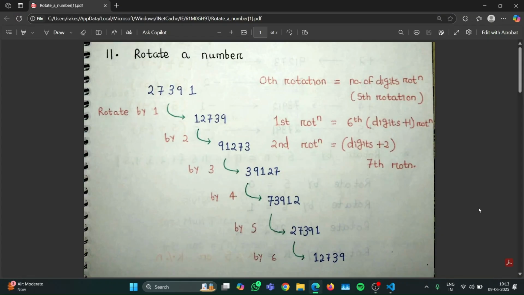In this video, we are going to solve another problem in our DSA series, that is how to rotate a number. So without wasting any time, let's dive into the problem and understand what is the objective of our problem and what approaches we need to apply to solve this problem.